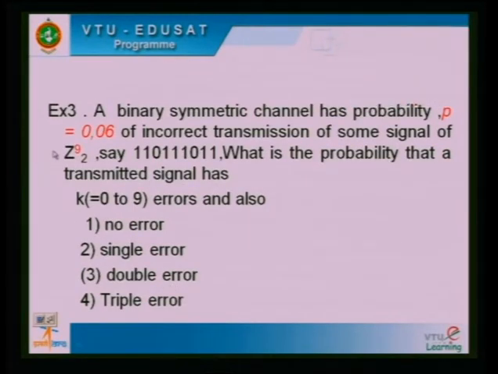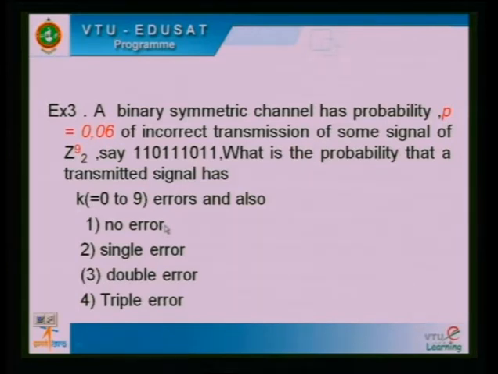Similarly, let us take one more binary channel. Incorrect transmission is 0.06. It is a signal of any signal. You can take any signal, it is not necessary to quote. Suppose Z2 to the power 9, a 9-bit signal, a string of length 9: 0, 1, 0, 1, 1, 0. Then what is the probability that a transmitted signal has no errors?